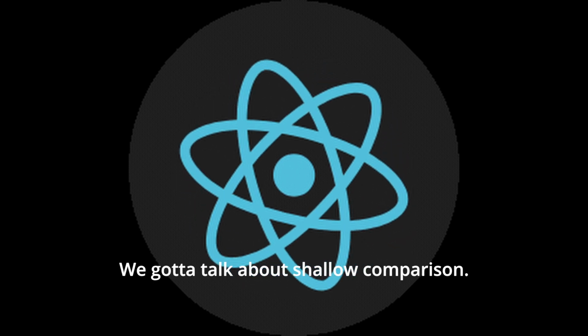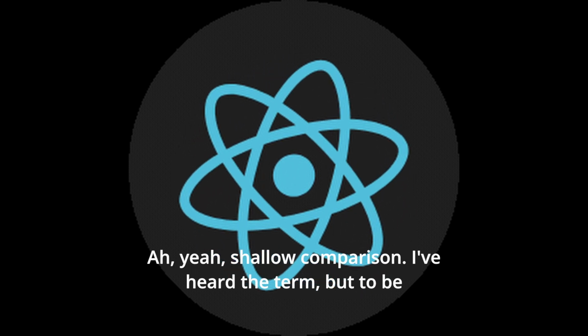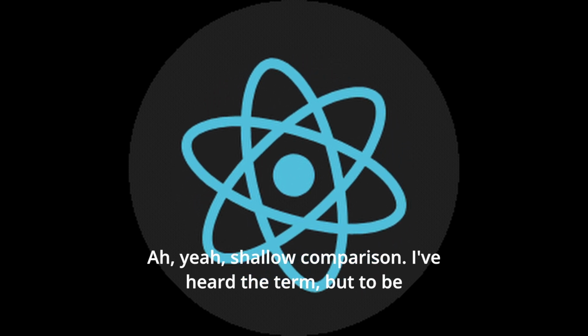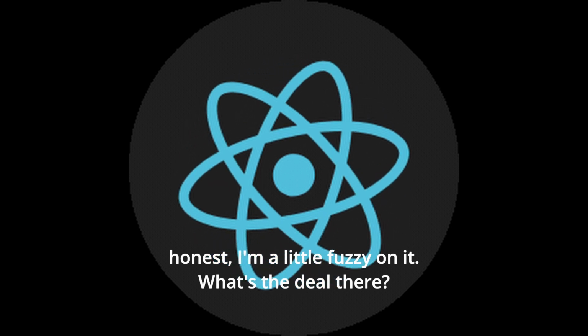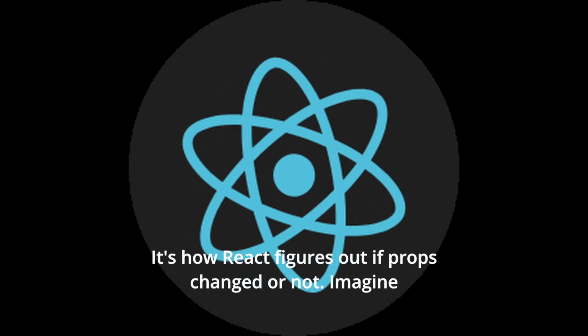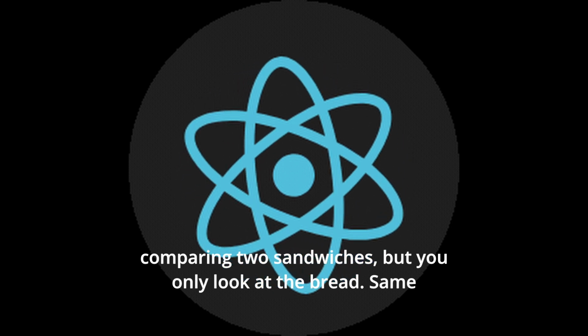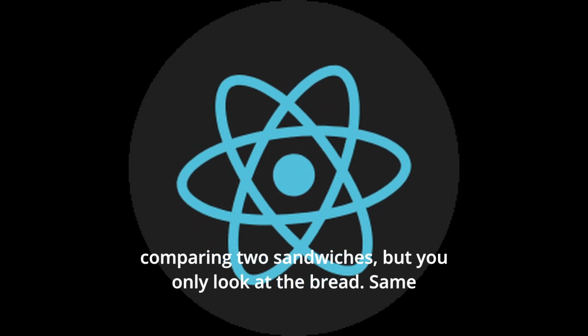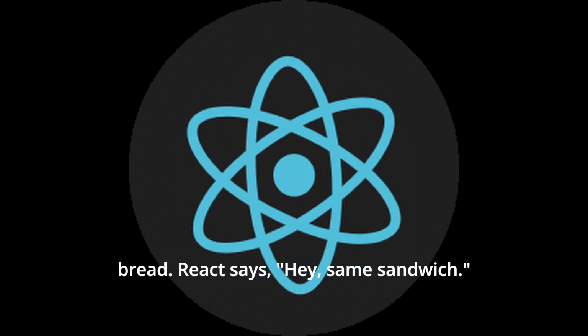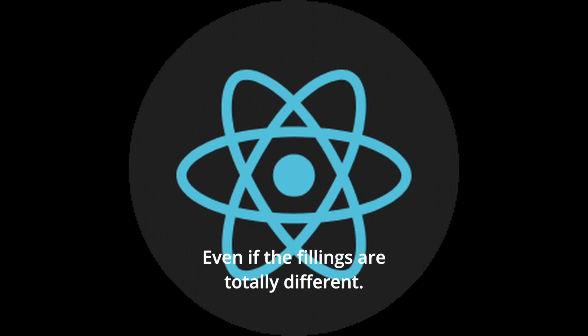We've got to talk about shallow comparison. Yeah, shallow comparison. I've heard the term, but to be honest, I'm a little fuzzy on it. What's the deal there? It's how React figures out if props changed or not. Imagine comparing two sandwiches, but you only look at the bread. Same bread. React says, hey, same sandwich, even if the fillings are totally different.